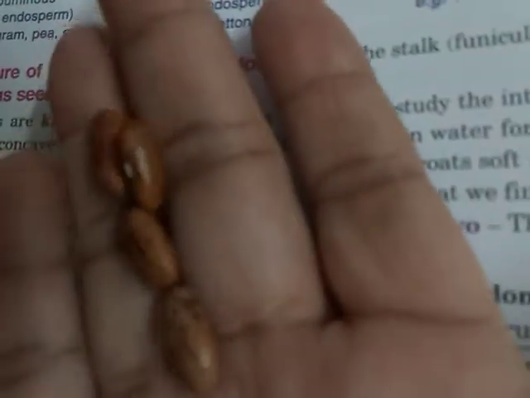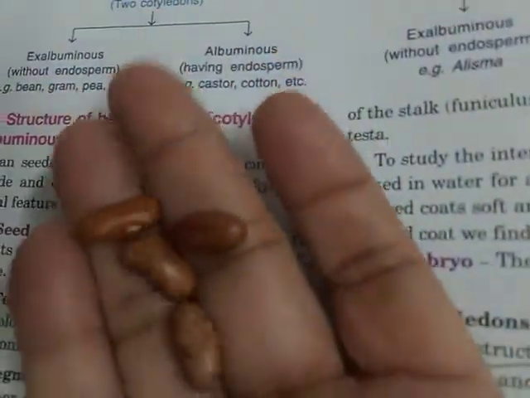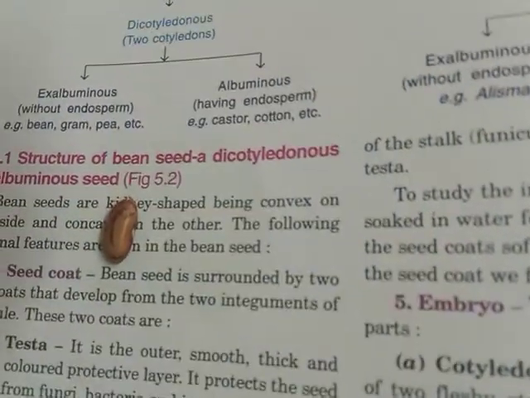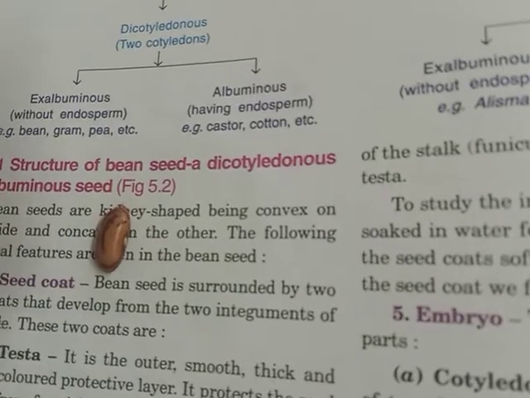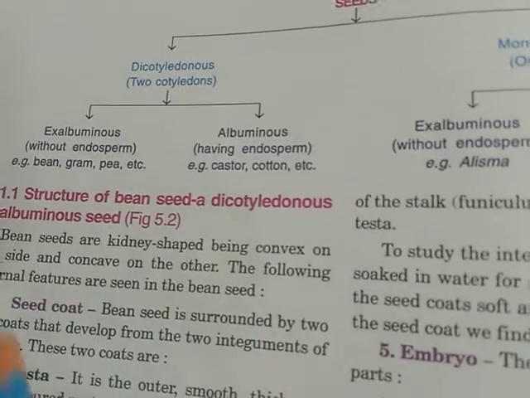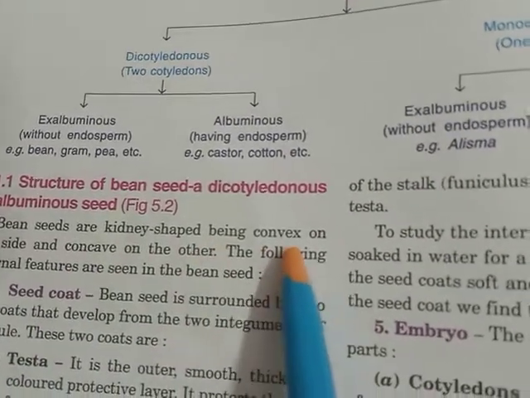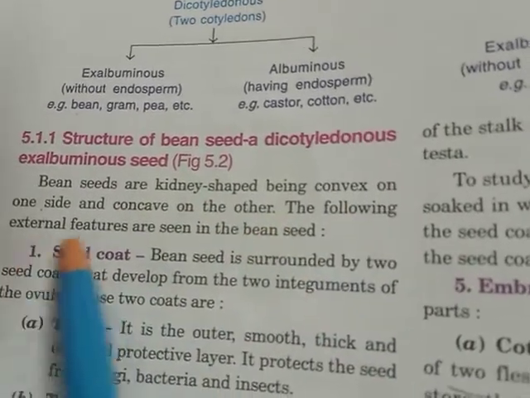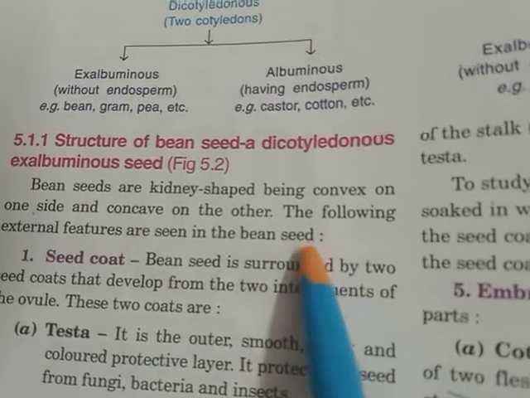Now see here, children. These are some of the bean seeds. You can see here they are kidney shaped. The shape of this bean seed is kidney shaped, being convex on one side and concave on the other. The following external features are seen in the bean seed.